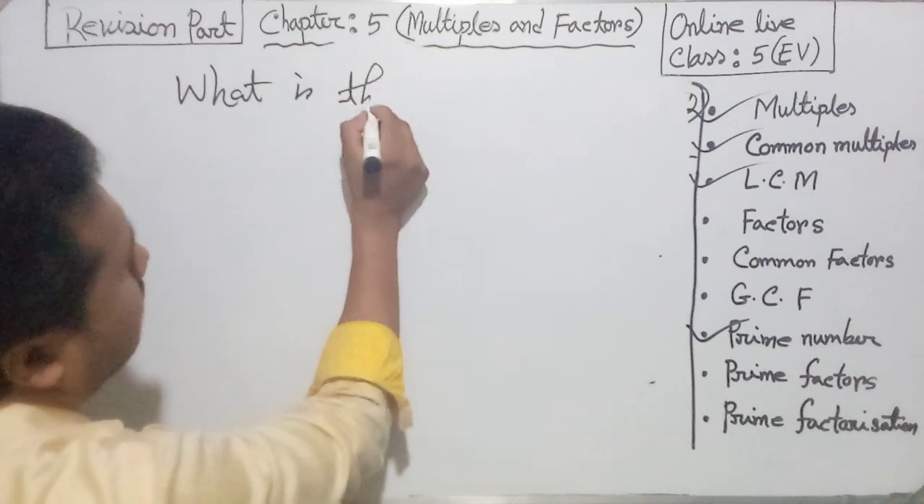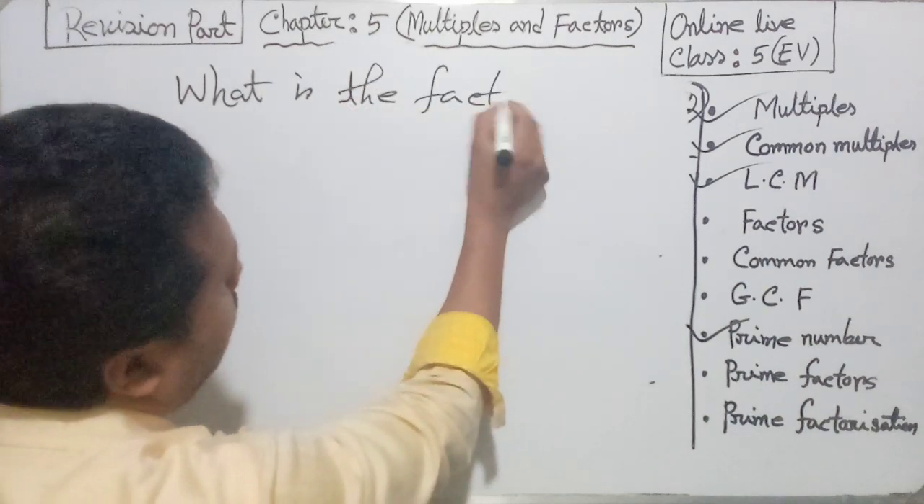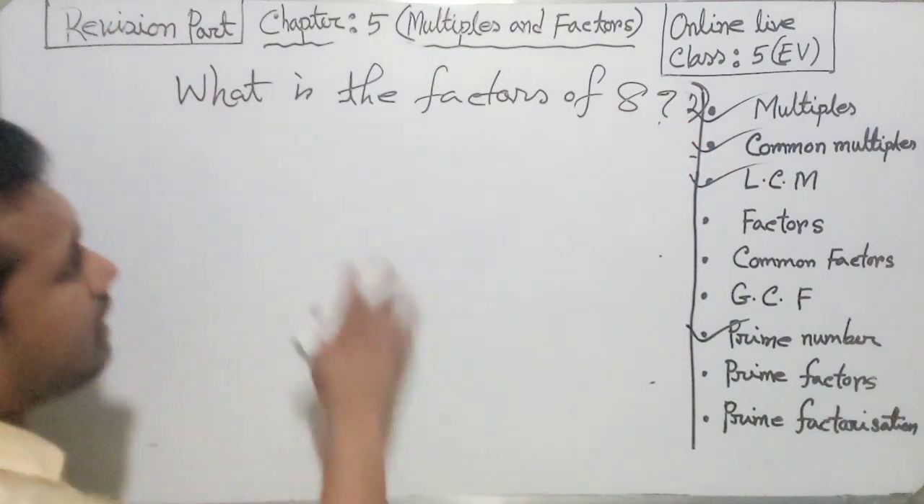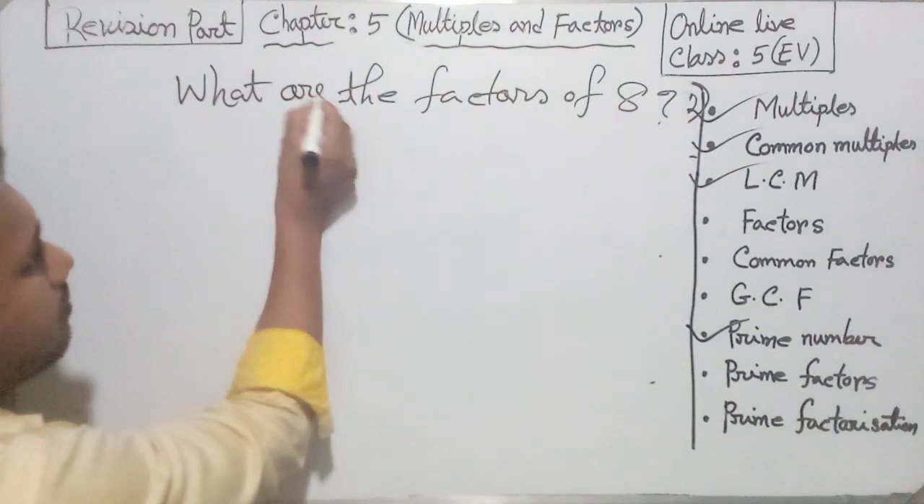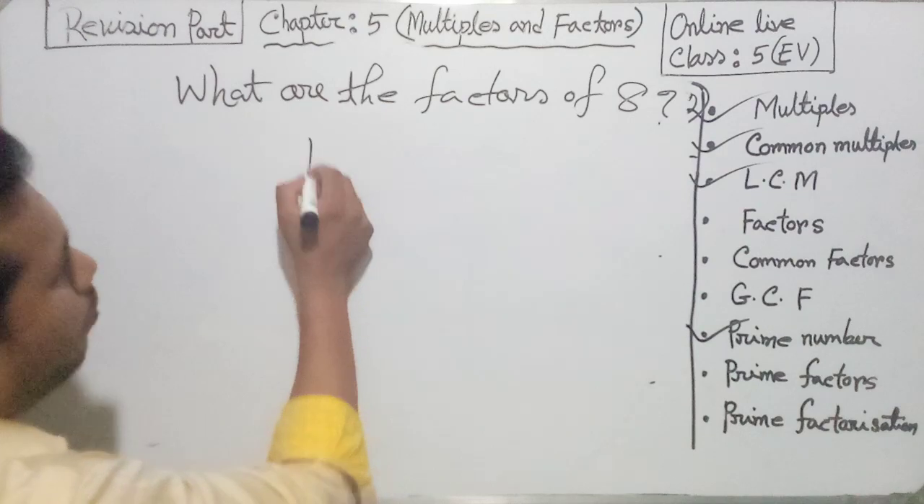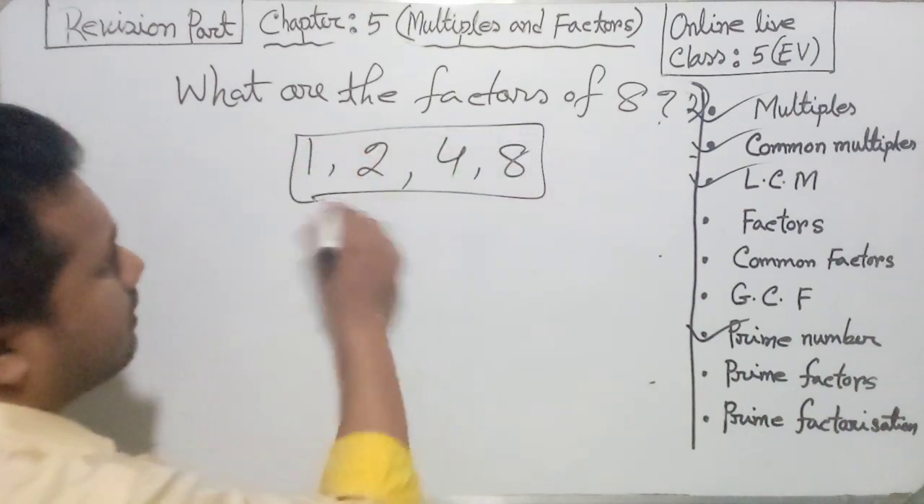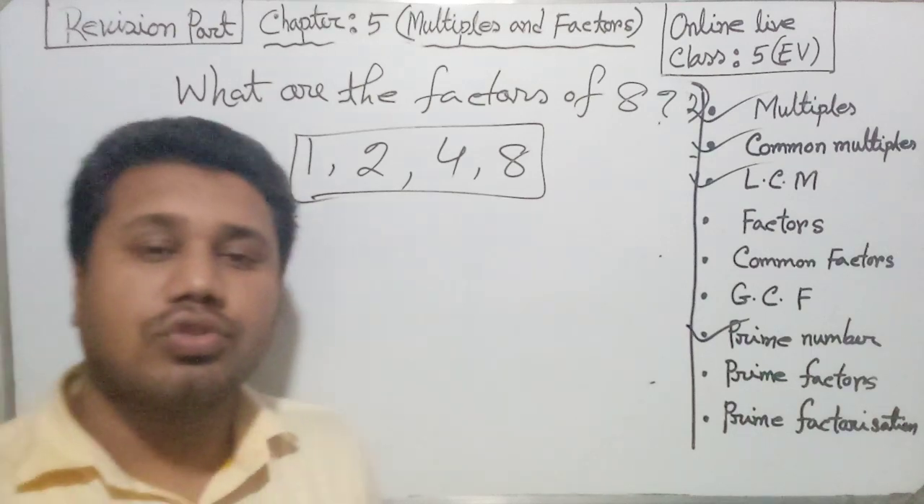What are the factors of 8? There will be so many answers, so we can write what are the factors. Now what will be the answer? 1, 2, 4, 8. They are the factors of 8.